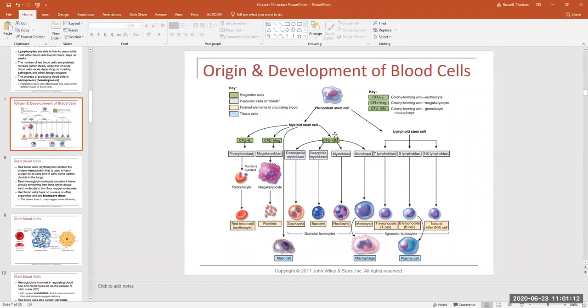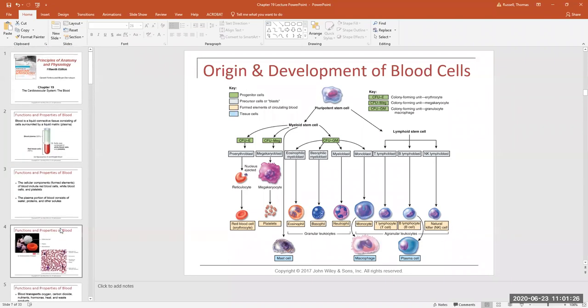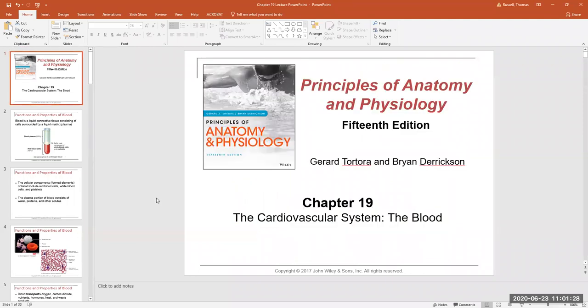You need to know the committed stem cells and what they develop into, and that all of this hemopoiesis occurs in the red bone marrow, all right? So that was just a little quick overview of the blood. I know I went through it pretty quick, but just review that in this video.